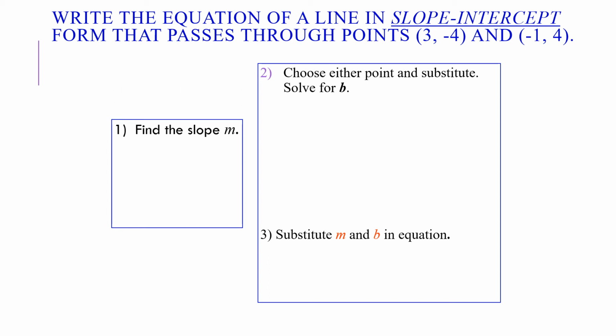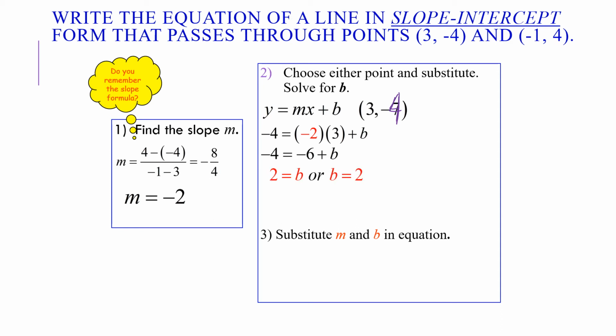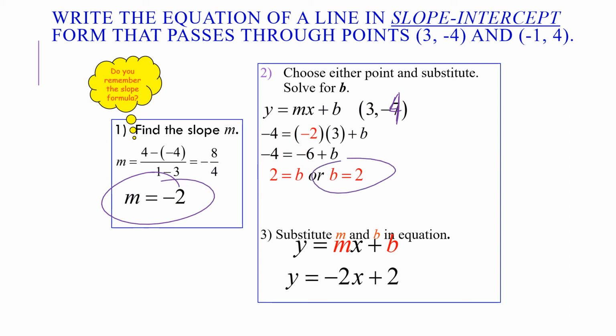So for this one, we have (3, -4) and (-1, 4) for the points. So my slope ends up being -2. This should be -3 and -4 there, not a 7. So plug in those values. Your y is -4, your m is -2, your x is 3, and solve for b. So b equals 2. Then you plug in your m, you plug in your b, and get your answer, which is y equals -2x plus 2.